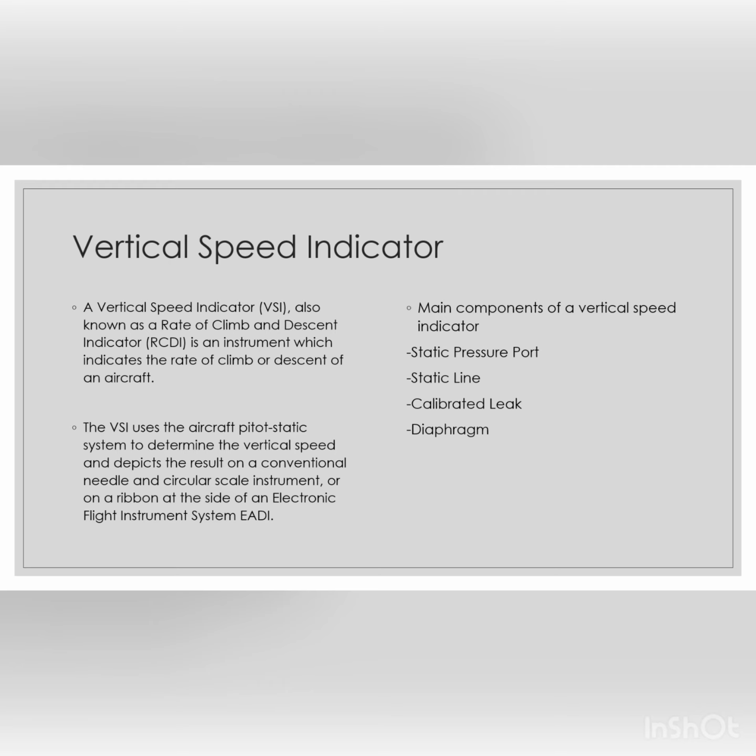This is usually used by the aircraft pitot static system to determine the vertical speed and depicts the result on a conventional needle and circular scale instrument, or a ribbon at the side of an electronic flight instrument system, EADI. These are the four main components of the VSI indicator: first is the static pressure port, static line, calibrated leak, and diaphragm.